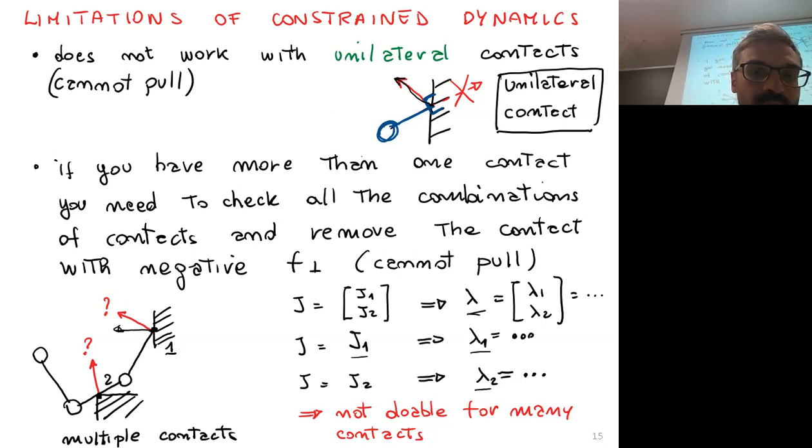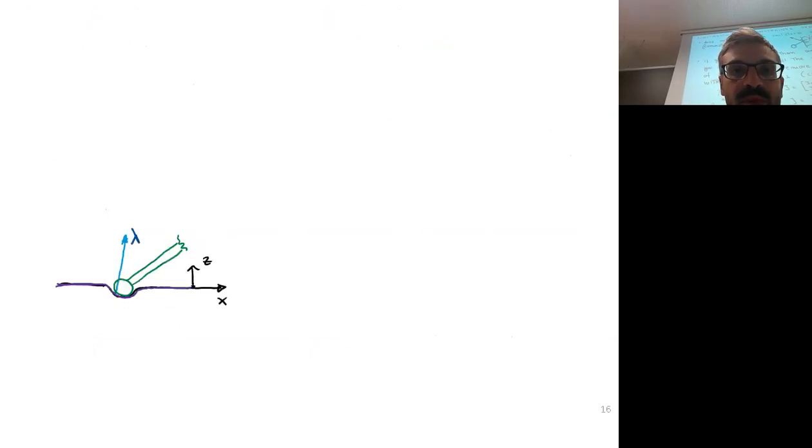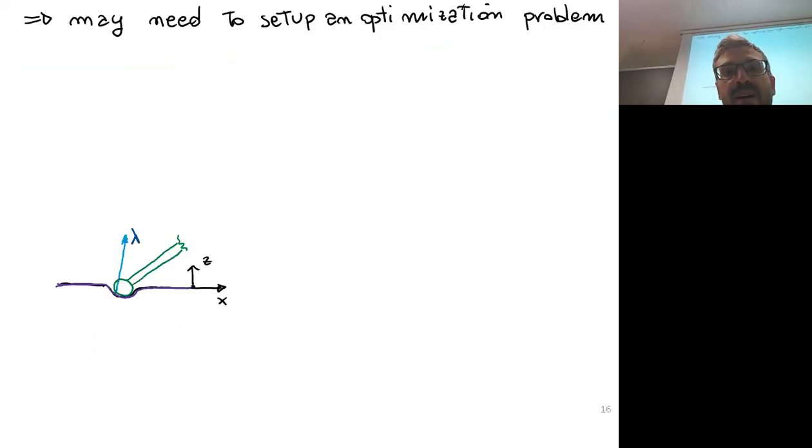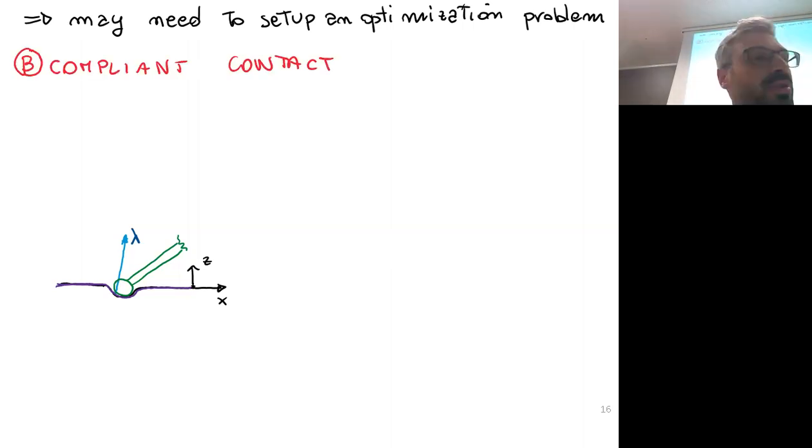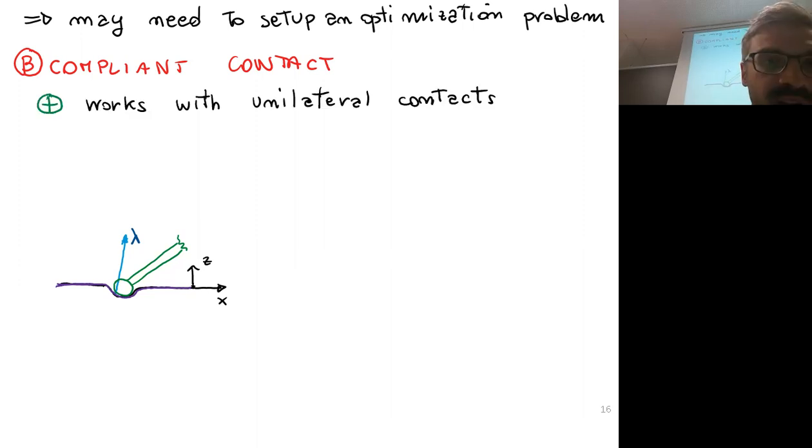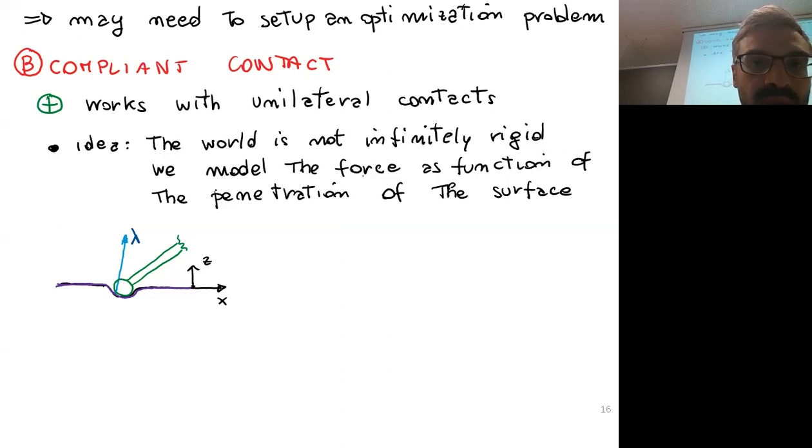This is not really doable for many contacts. So what people usually do is cast all this as an optimization problem where they enforce unilaterality inequality constraints. So they ask for the force to be positive along the normal direction. Alternatively, you can use the other approach, referring to the second simple example that we did, that assumes that the world is not infinitely rigid, and this approach works easily with unilateral constraints.